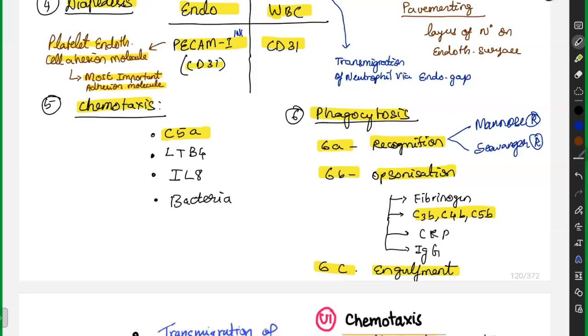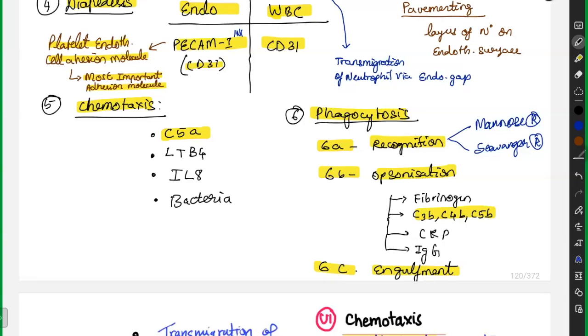Phagocytosis can occur even without opsonization. That is a very important thing you need to understand. Opsonization just increases the efficiency of phagocytosis, but phagocytosis can occur even without it. Opsonins include C3b, Fc fragment of IgG antibody, plasma lectin, mannose binding lectin, fibrinogen, and C-reactive protein. So fibrinogen, C3b, C4b, C5b, C-reactive protein, IgG, all these increase the efficiency of phagocytosis.